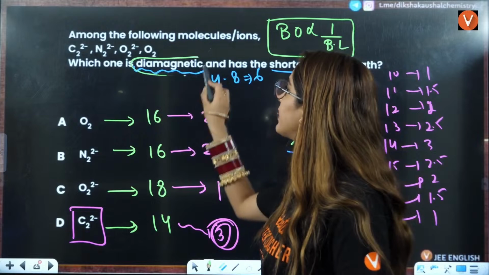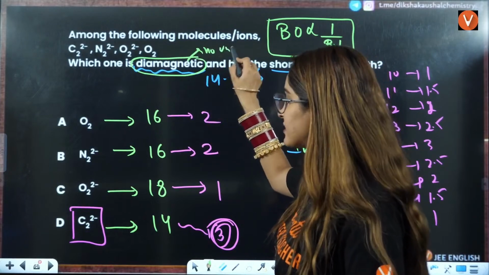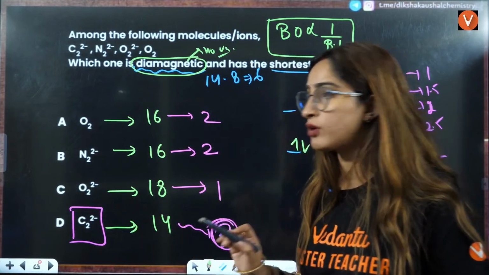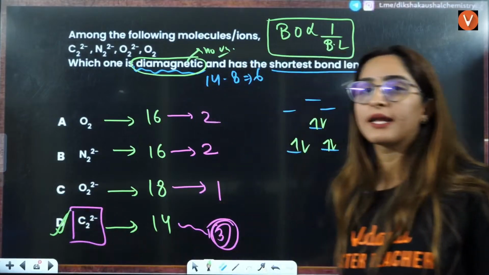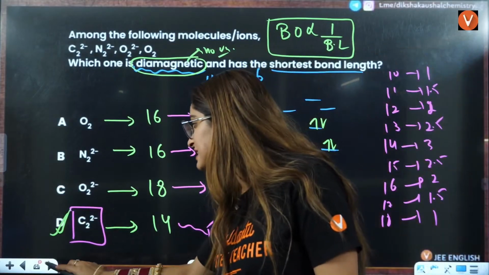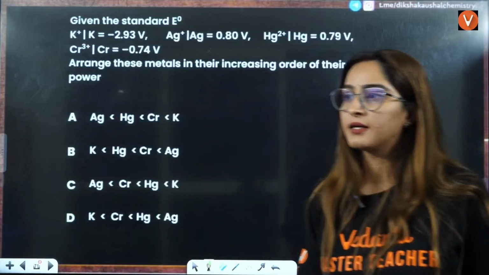Diamagnetic means no unpaired electron. No unpaired. And this is the one that does not have any unpaired electron. That means this is going to be the correct answer here. Right? So answer is D is the correct answer here.